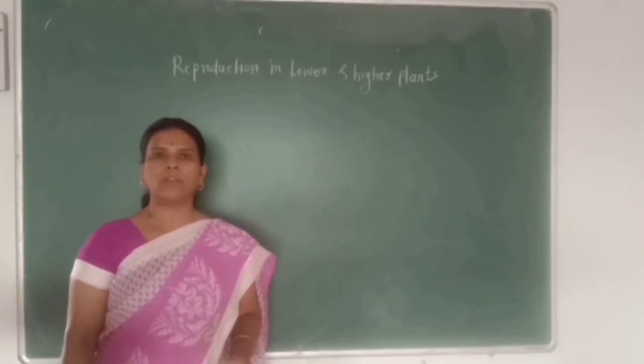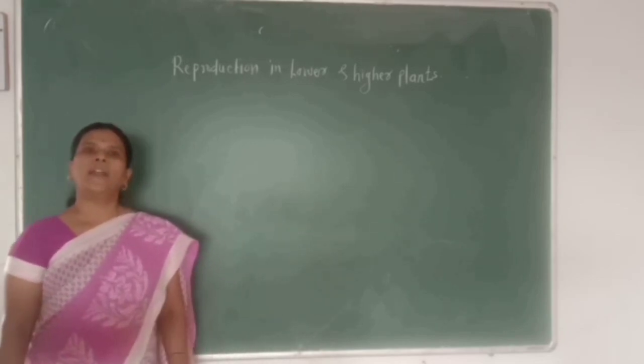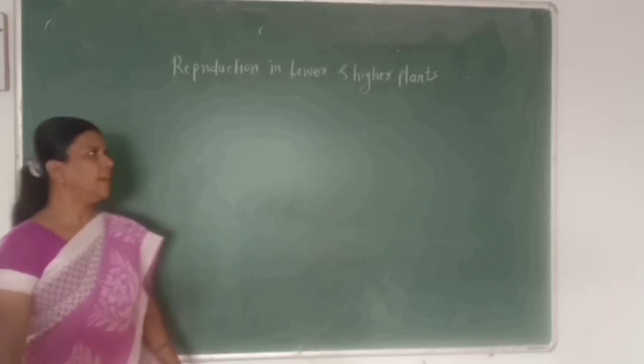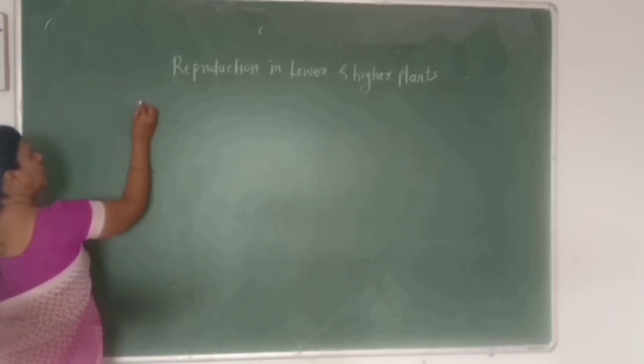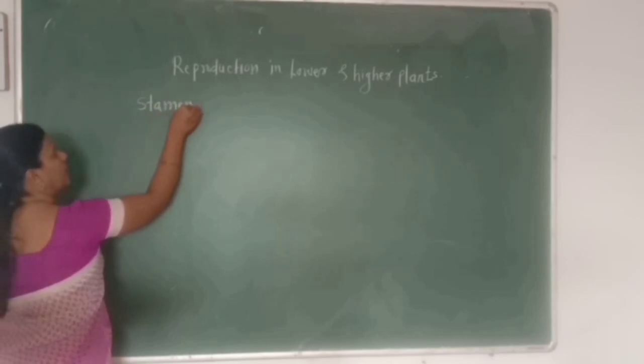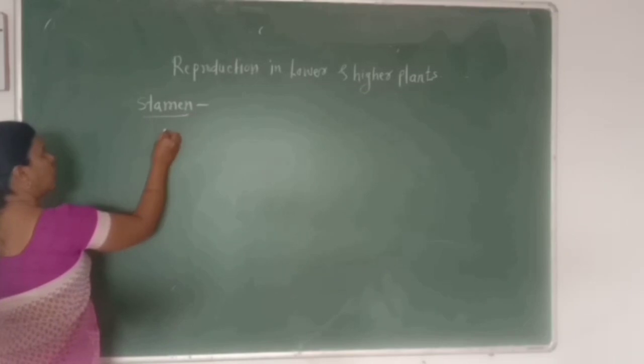Male reproductive organ of the flower, that is called the androecium. As we know, androecium is the male reproductive organ of the flower. An individual member of the androecium is called a stamen. So today we first start to study the structure of the stamen.